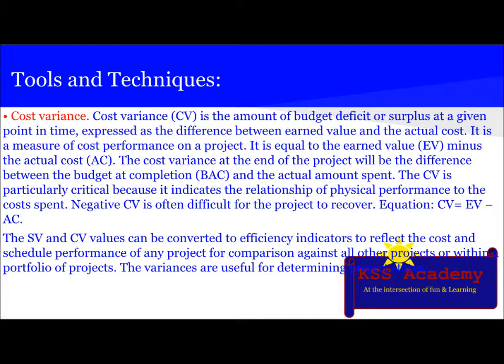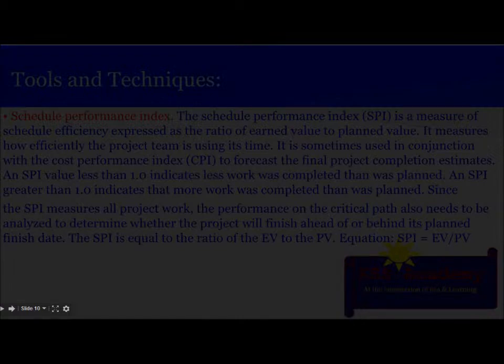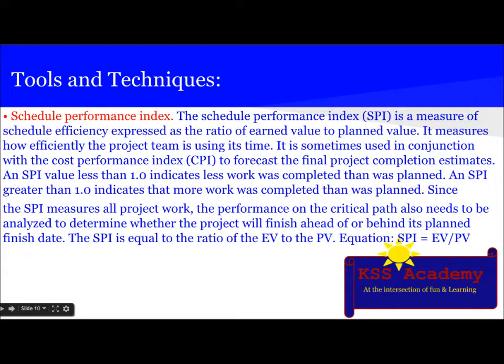The schedule variance and the cost variance values can be converted to efficiency indicators to reflect the cost and schedule performance of any project for comparison against all other projects or within portfolios of the project. The variances are useful for determining project status.